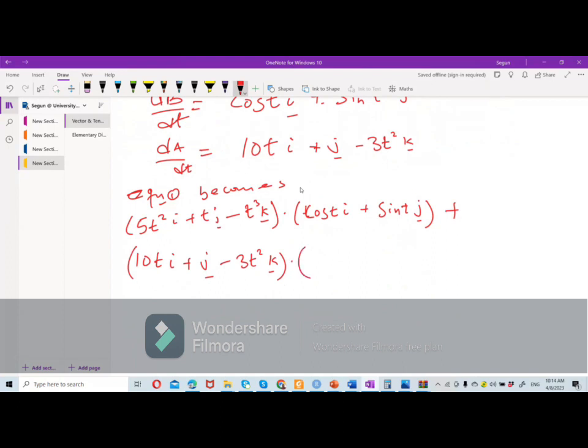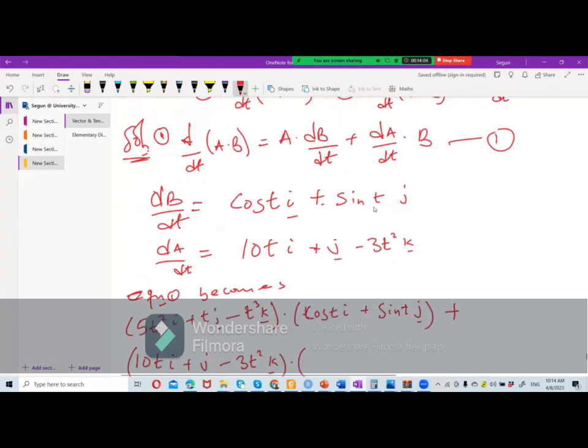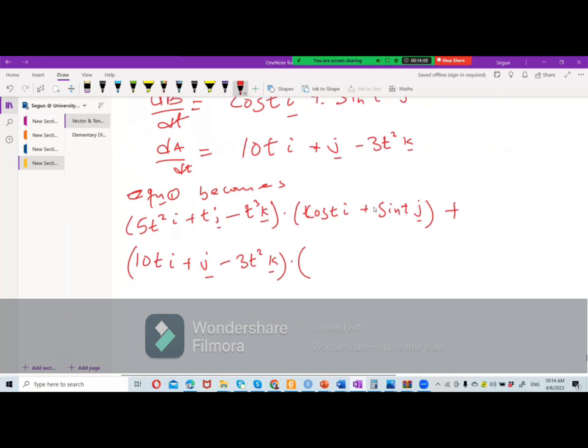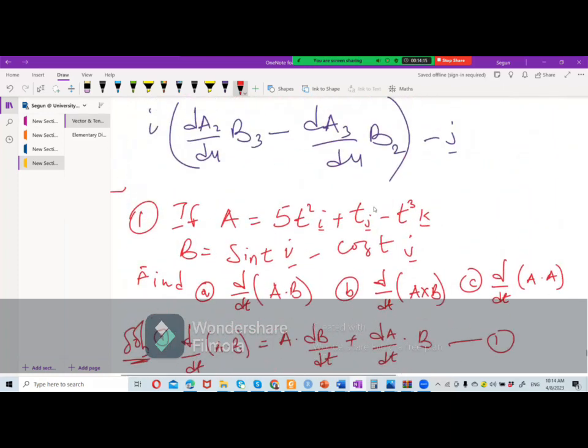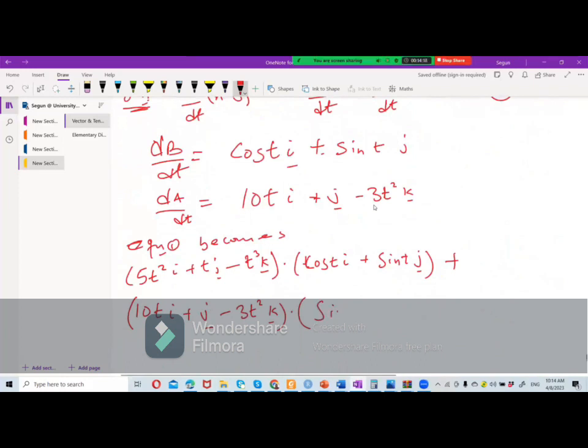dot B. Our B is what? Sin t i plus, sin t j is minus now, minus cos tj. So this is what we have.